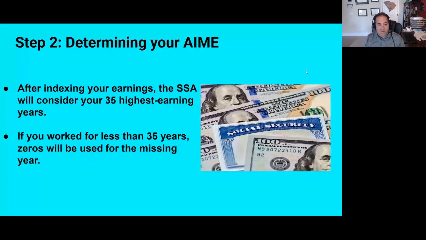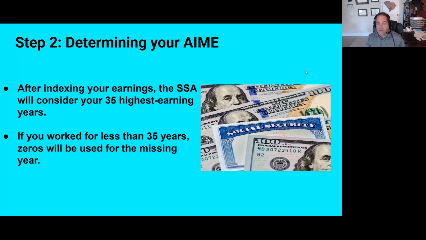So moving on to step two. Step two is to determine what is called your AIME. So after the Social Security Administration indexes your earnings for inflation, they consider the 35 highest earning years. Now, most people who have worked their entire life have more than 35 years of earnings to consider, and it's not an issue. For example, if you start working at 25 and you stop at 65, that's 40 years.